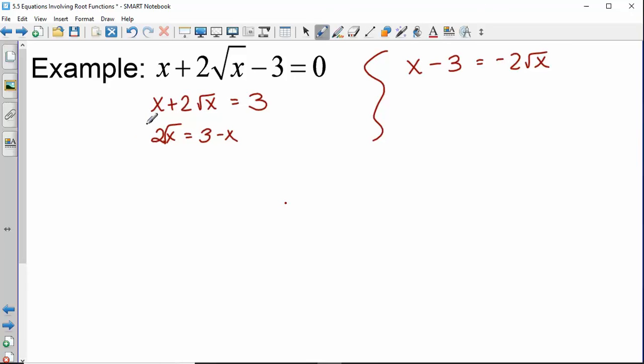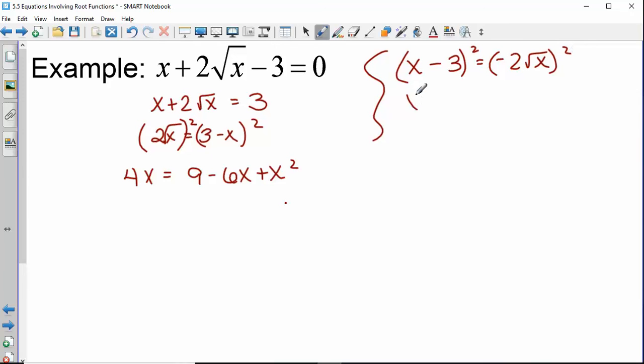At this point we need to square each side. So this would be 2 squared is 4, radical x squared is x. Over here you FOIL, so you get 9 minus 6x plus x squared. If you did it this way and you square, you get the same thing, because if you take a negative 2 and square it, negative 2 times negative 2 is positive 4. So we should be at the same point now.